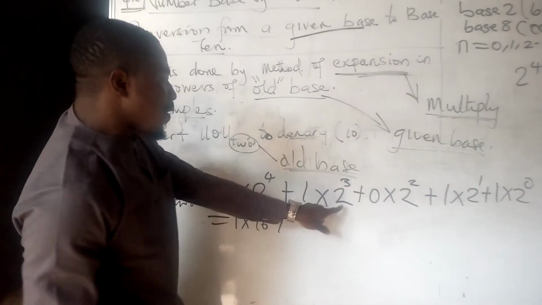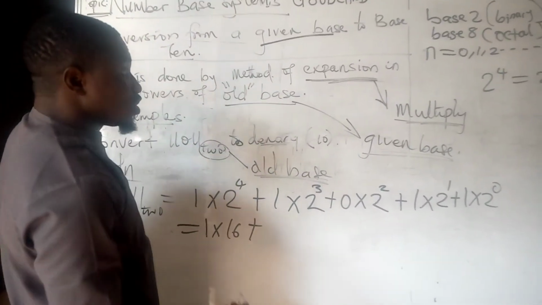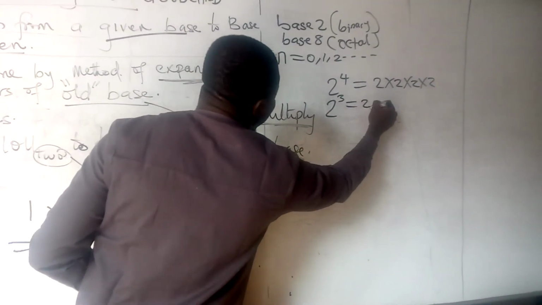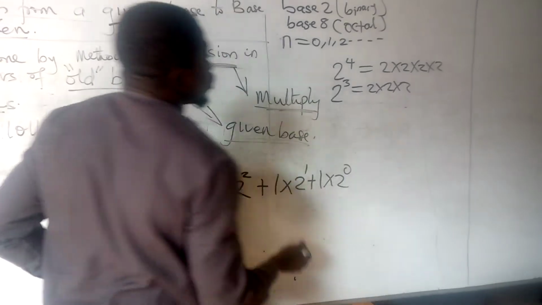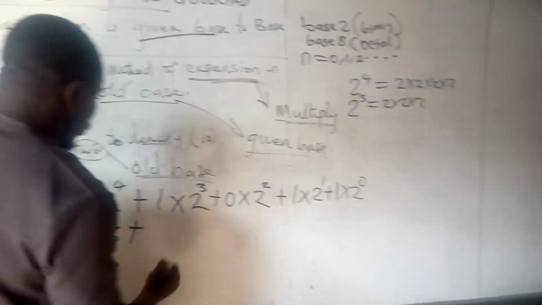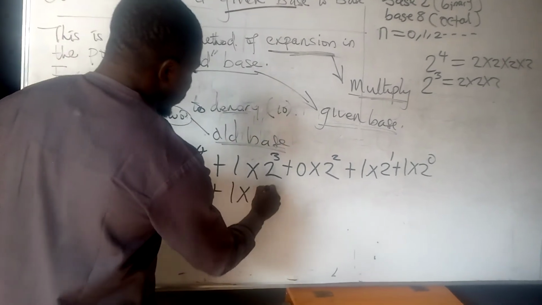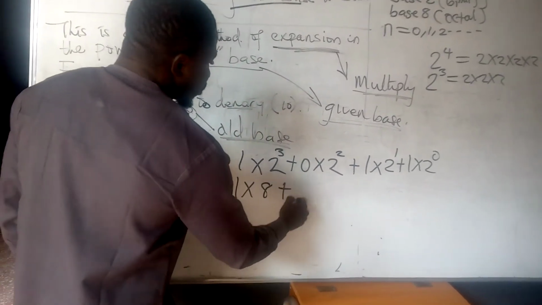So 2 raised to the power 3 is equal to 2 times 2 times 2. 2 times 2 is 4, and 4 times 2 is going to give us 8. We are going to have 1 times 8. Now we are having plus 0.